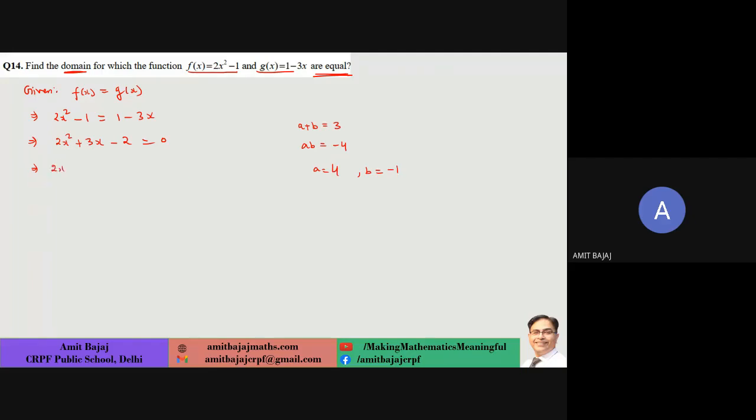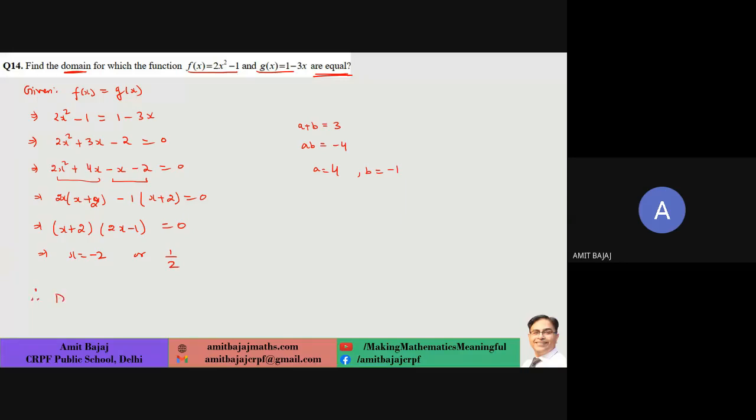So splitting, 4x and then -x. Combine the first two and the last two. 2x common, so x plus 2. And then -1 common, x plus 2 is 0. Giving x plus 2 into 2x minus 1 is 0, so x is -2 or 1/2.